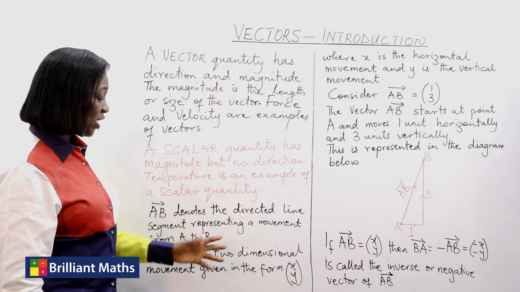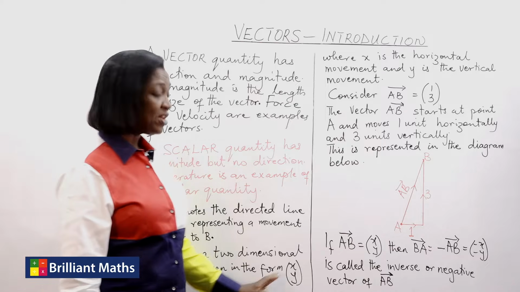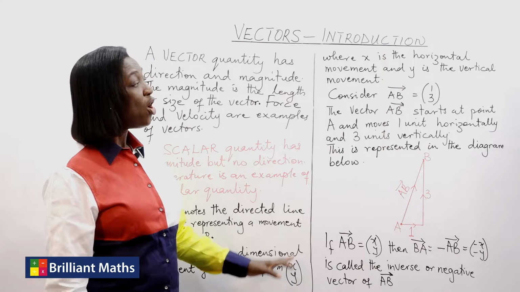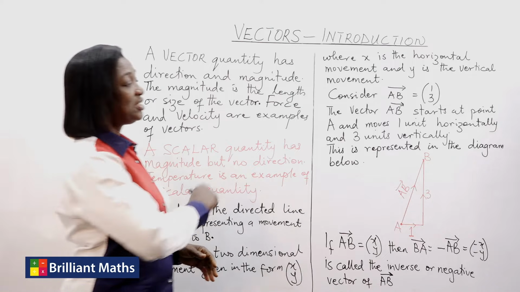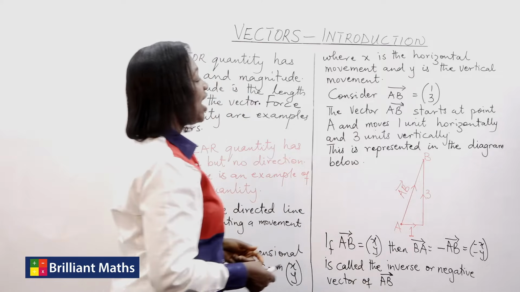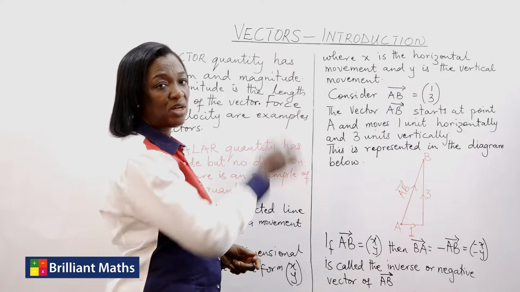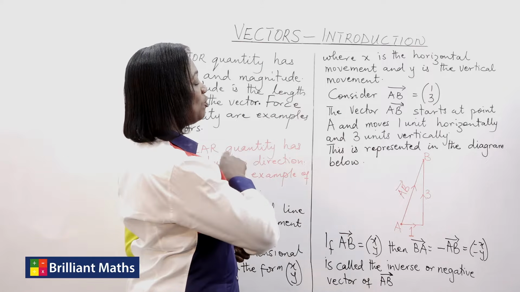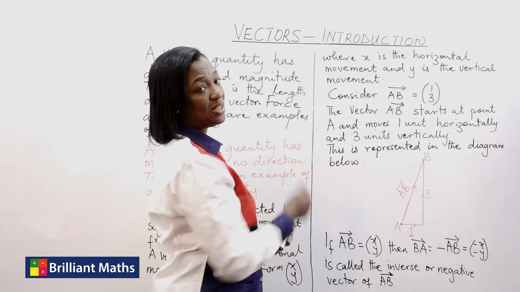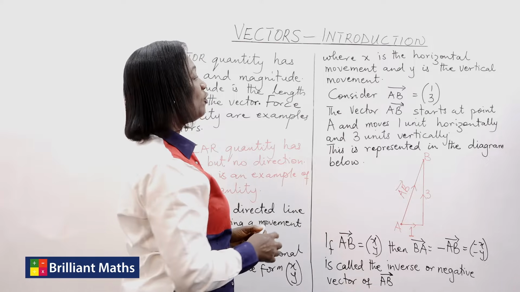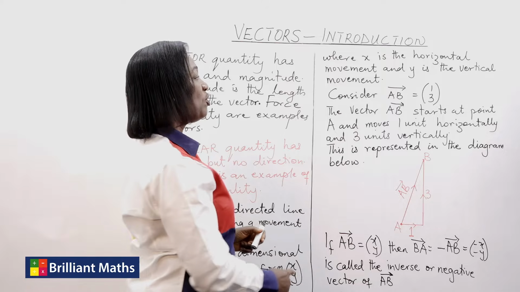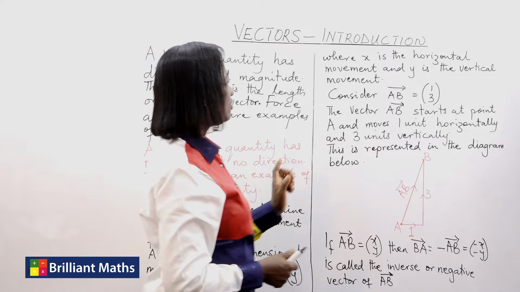A vector is also a two-dimensional movement given in the form (x, y), where x is the horizontal movement, that's the movement you make horizontally on the plane, and y is a vertical movement up and down. So when you move from left to right, it is positive, and from right to left, it is negative. If you go from top to bottom, coming down, it is negative, but if you go upwards, it is positive.